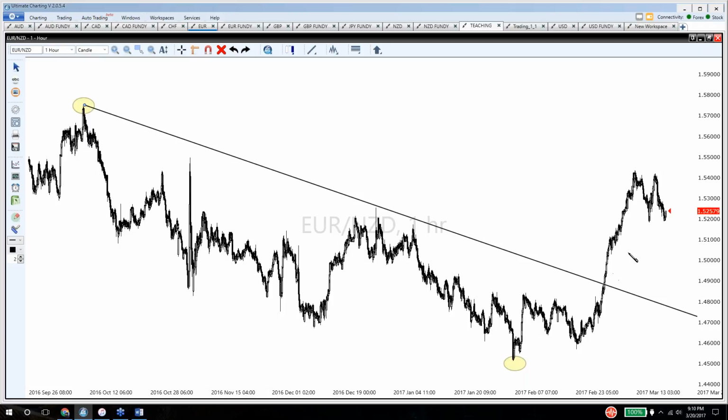So I agree that we have a trend line break right here. We've got the market breaking the trend line. What I don't know for a fact is whether or not this trend line break caused an actual trend reversal. And that's what I'm going to find out. Does that make sense?